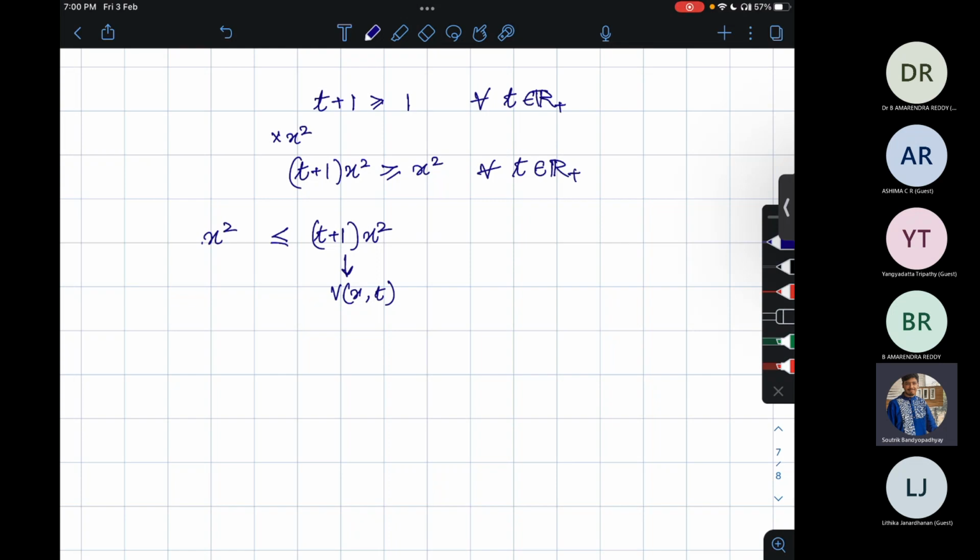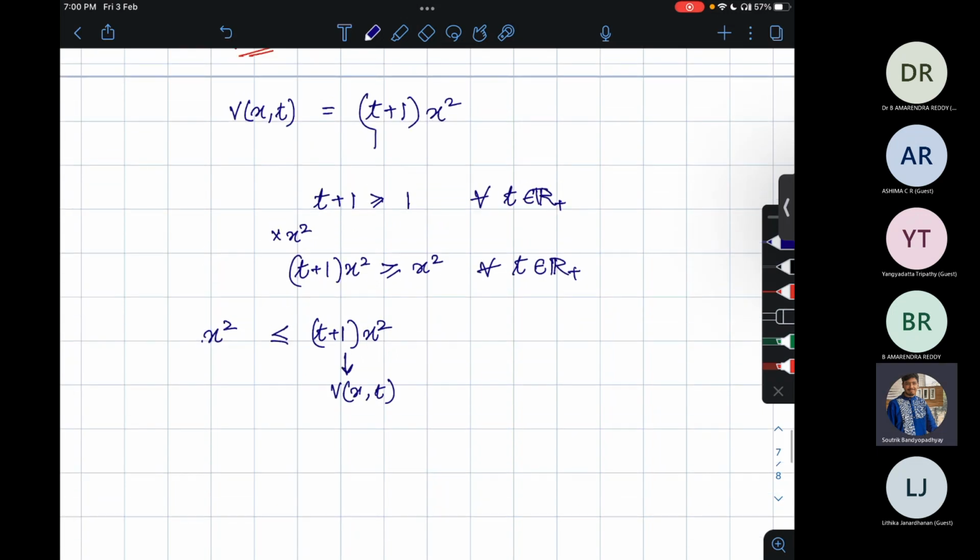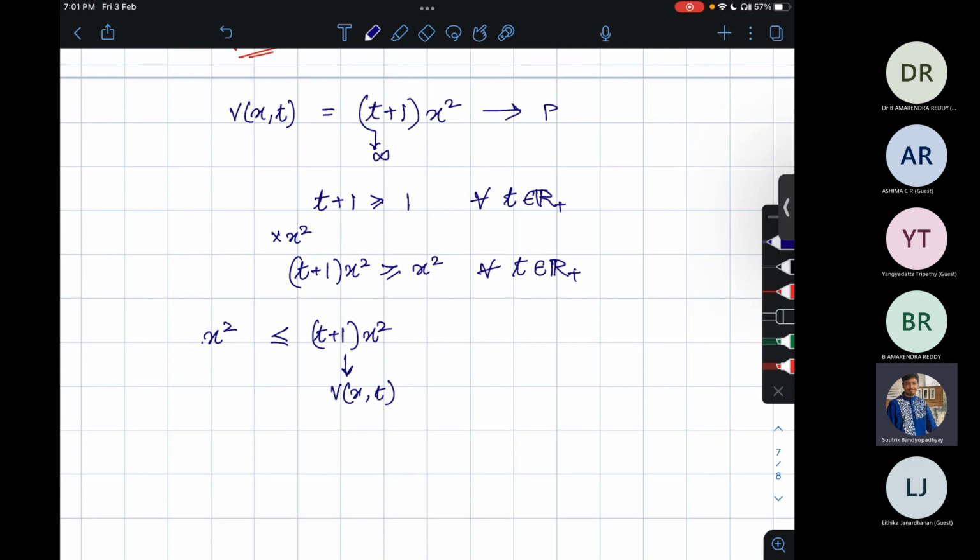You can't comment on the upper bound. Can you comment on the upper bound? What happens if t is infinity? Then v of x comma t is infinity at t equal to infinity. So there is no upper bound for this Lyapunov function. Only a lower bound exists. So this function is at best positive definite. You can't say it is decrescent.